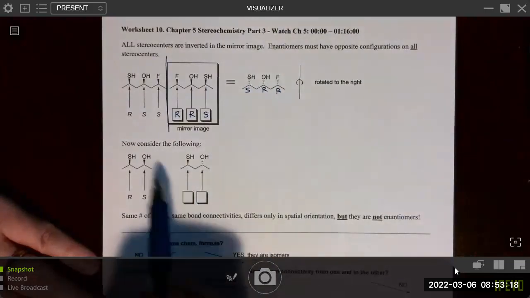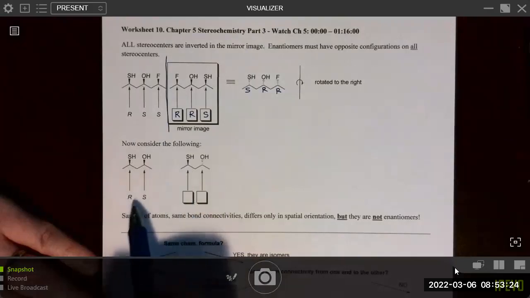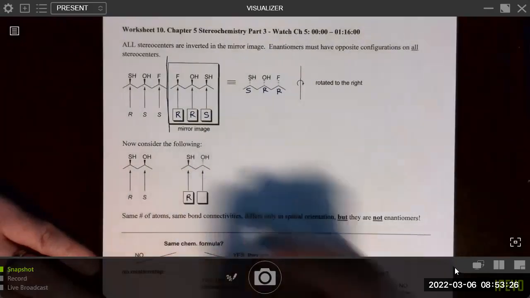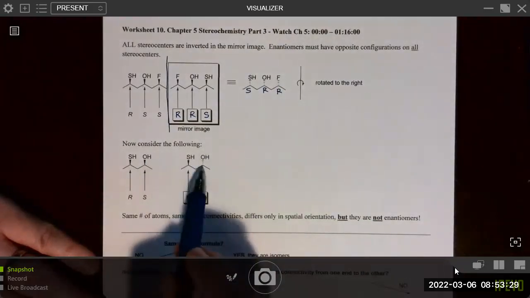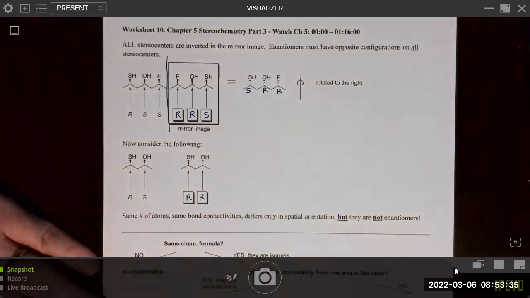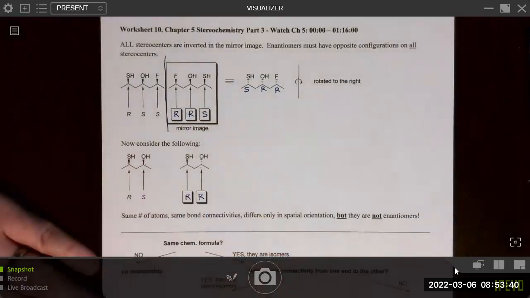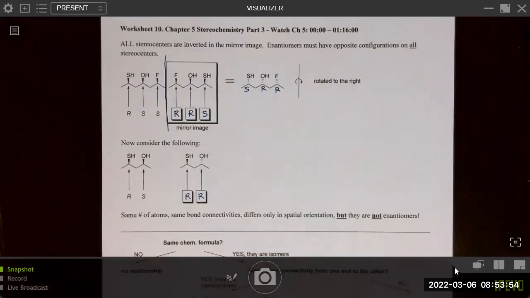So now let's consider the following. What we see is that this configuration is the same as this one. So since we have R here, this is also going to be R, and this one is opposite, so S will become R. So how are these related? We actually will call these diastereomers, because they have the same number of atoms and same bond connectivities. They only differ in the spatial orientation, but they are not enantiomers because they are not mirror images of each other. So they are therefore diastereomers.